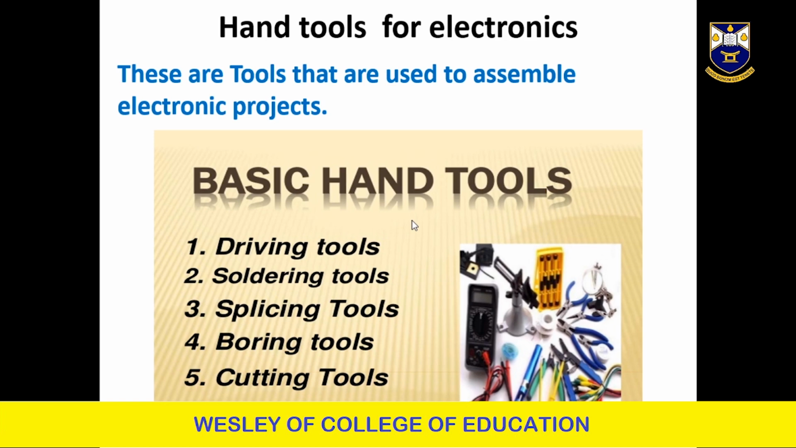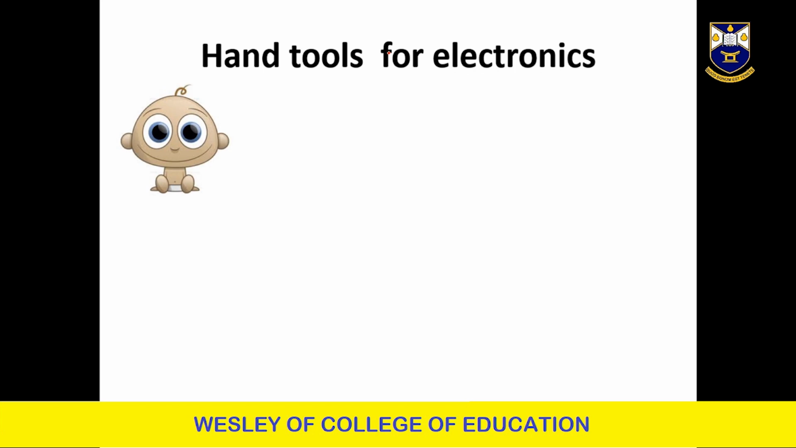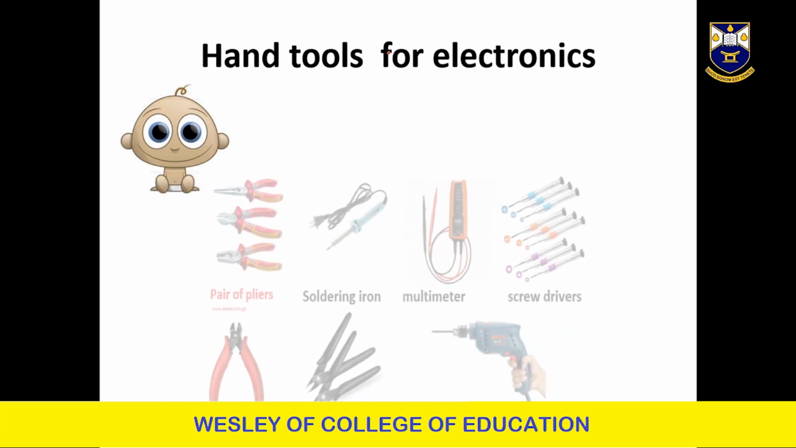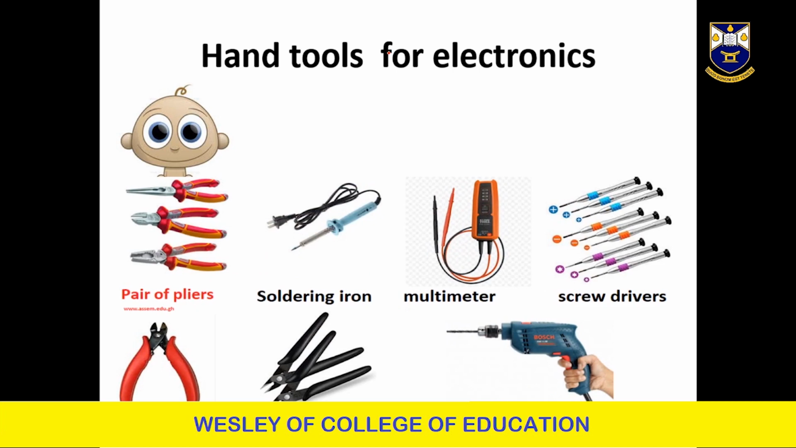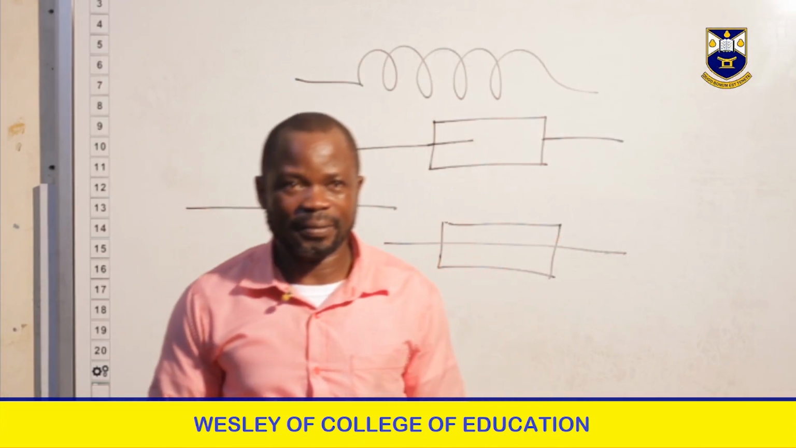But if you look at the pictures on your screen, we can confidently say that we have seen these ones before. These are pliers. Similarly, we have seen soldering iron, multimeters, screwdrivers, and splicing pliers. These are not common. And then the wire cutting plier, they are not too common, but they are there. And we also have the boring tool. Some of these tools, you may require them to build your FM transmitter.